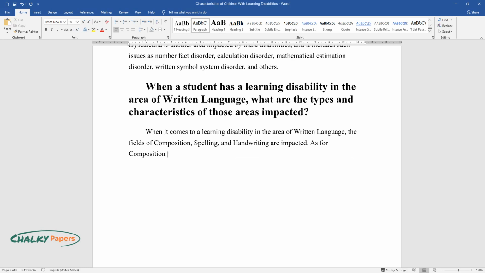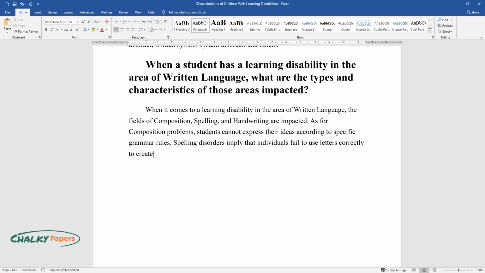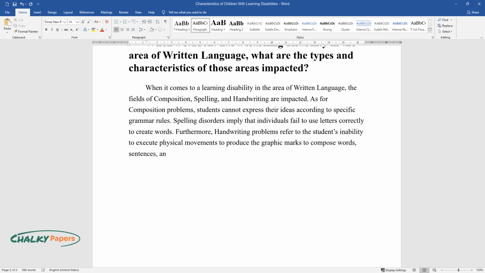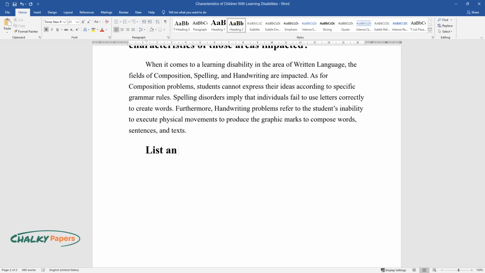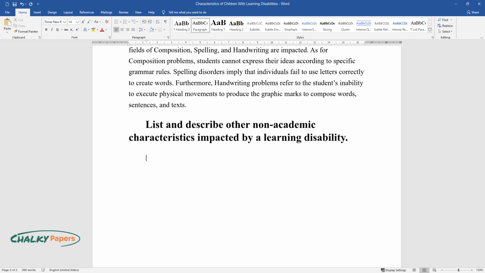As for composition problems, students cannot express their ideas according to specific grammar rules. Spelling disorders imply that individuals fail to use letters correctly to create words. Furthermore, handwriting problems refer to the student's inability to execute physical movements to produce the graphic marks to compose words, sentences, and texts.